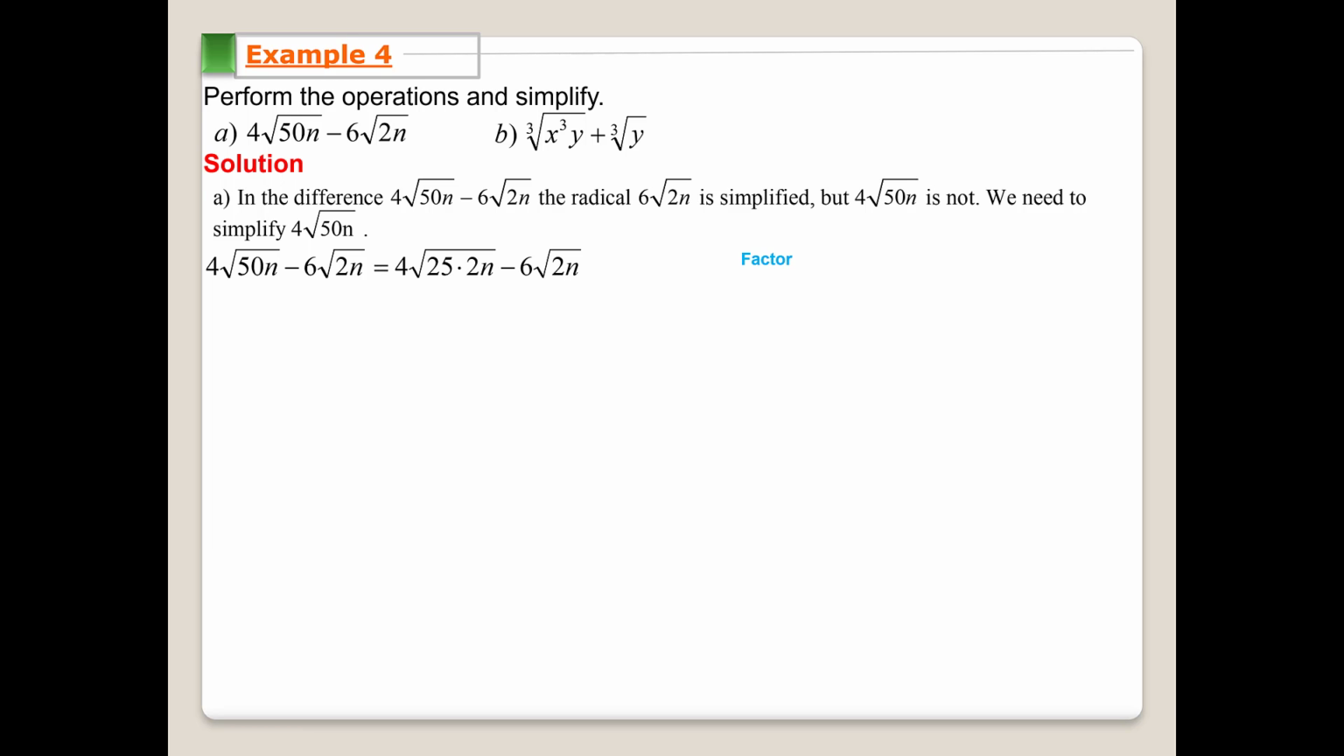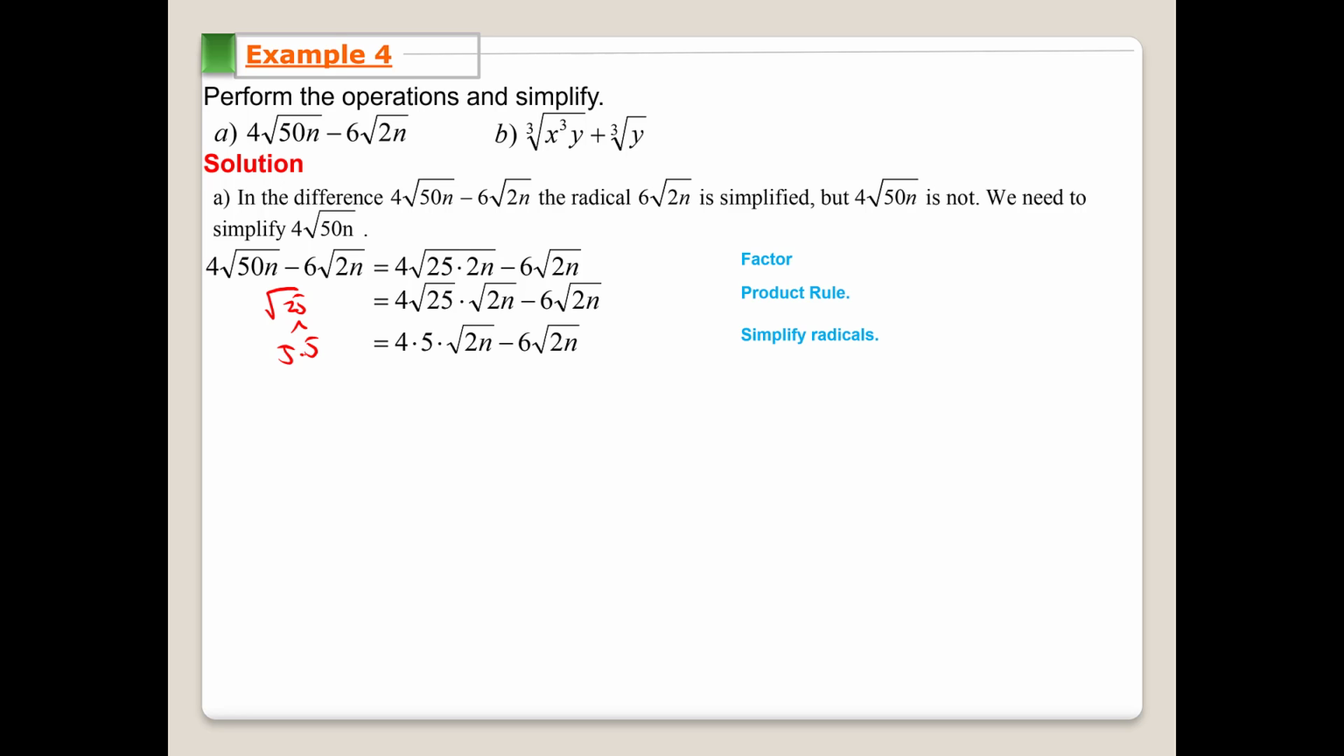Again, we can factor it out just like I said. To get 50, we simply take 2 times 25, and then the 2n was already simplified. So when you do the product rule, again, we can break that square root into 25 and 2n, and if you do the factor tree and you break it out like that, the square root of 25 is 5 times 5. So therefore, you can take a 5 out of that. So we should get 4 times 5 times square root of 2n minus 6 times square root of 2n.